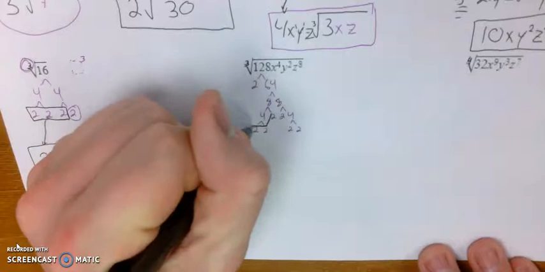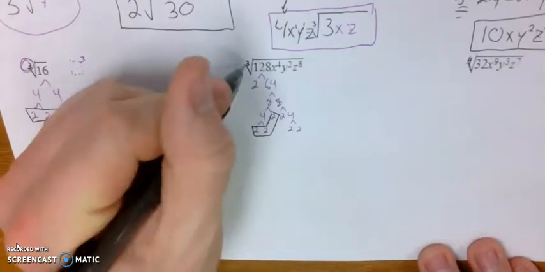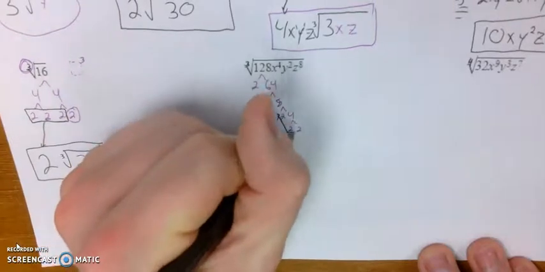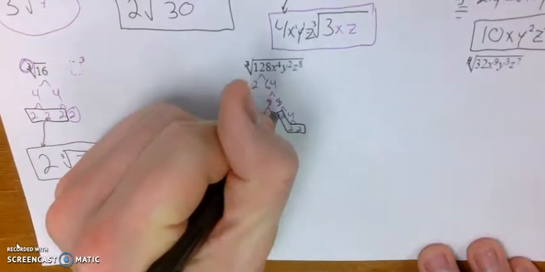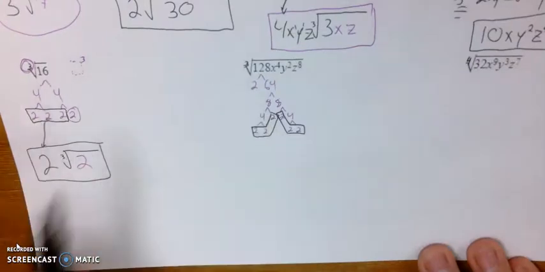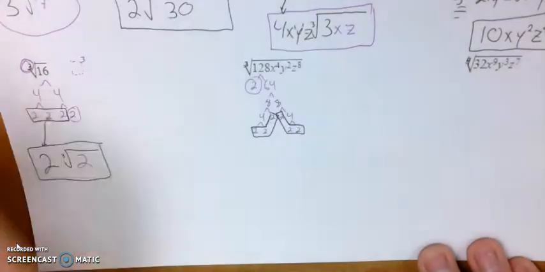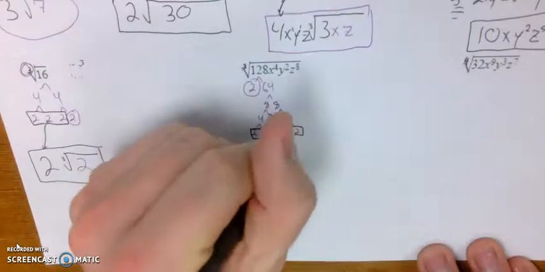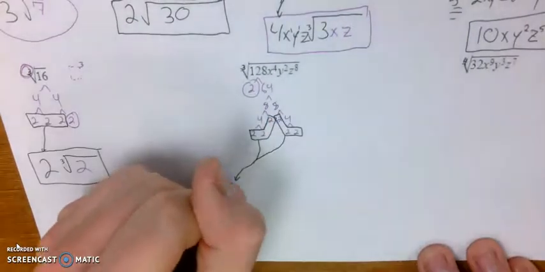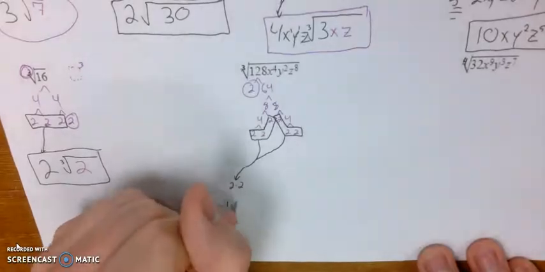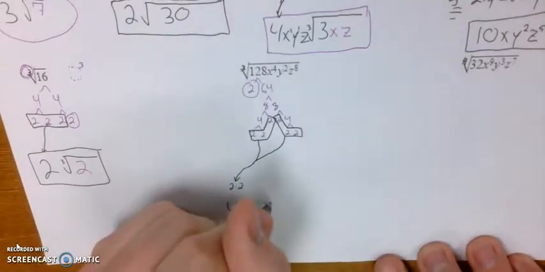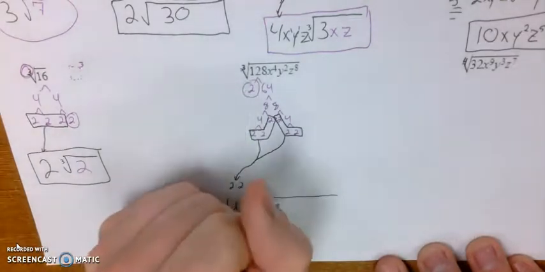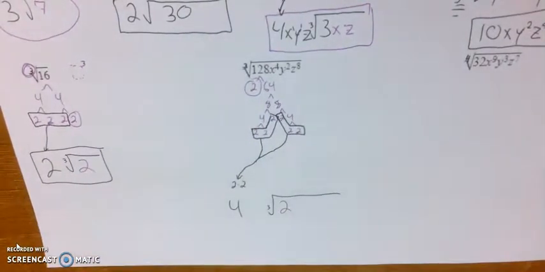Let's see, I've got a group of 2's here. Again, I'm looking for triples, because my index was 3. I've got a group of 2's here, and then I have this 2 that's kind of left over. So I'll take both of these 2's, and that would be a 4 on the outside. This leftover 2 stays inside the radical.